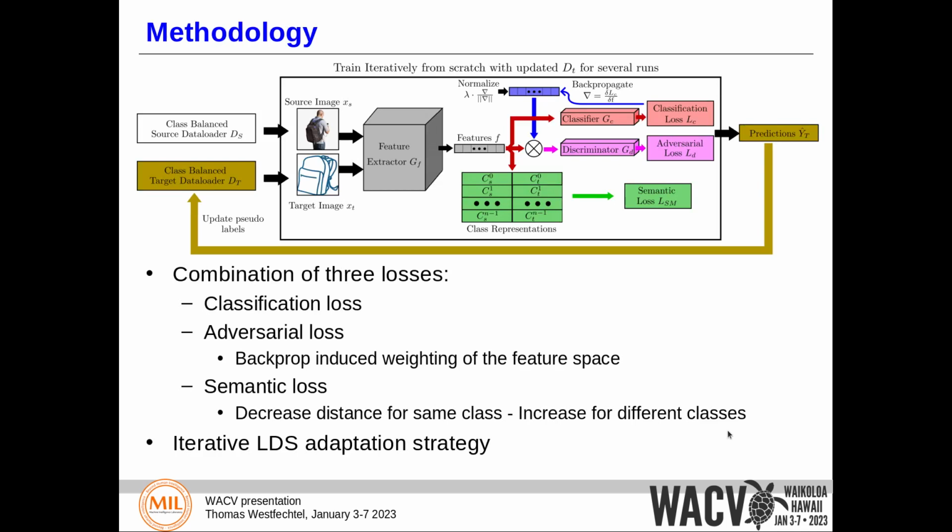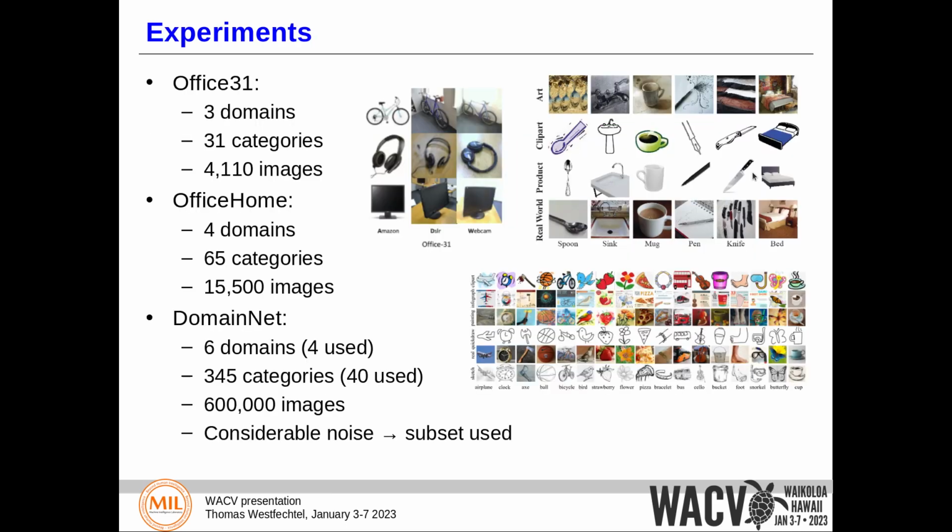This is our pipeline, where we have the classification loss, which we then backpropagate to reweight the feature space, the adversarial loss, and the semantic loss. And then we train it several times from scratch and use the predictions in order to get a class-balanced data loader. We did experiments on 3 different data sets: Office31, OfficeHome, and DomainNet.